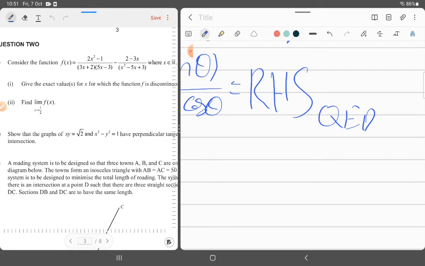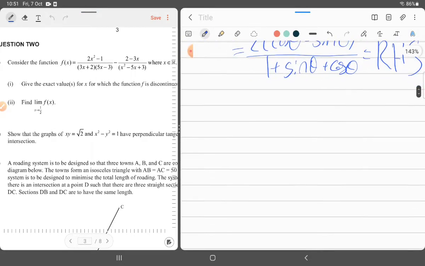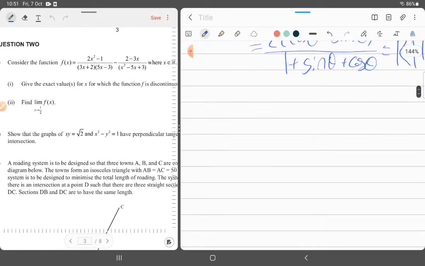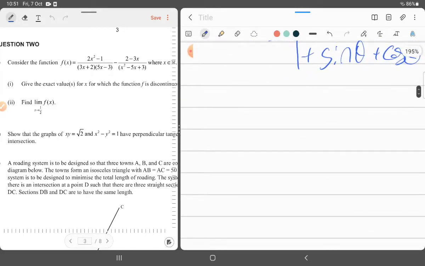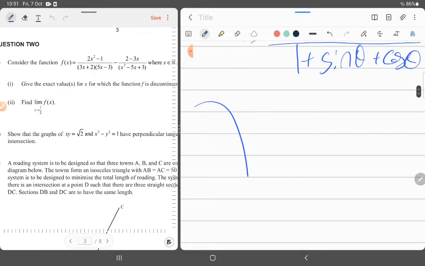Give the exact value for which the function f is discontinuous. So for a function to be discontinuous, this will be a smooth curve, but when the denominator is 0, we'll split off to here and like this, or like this into this.